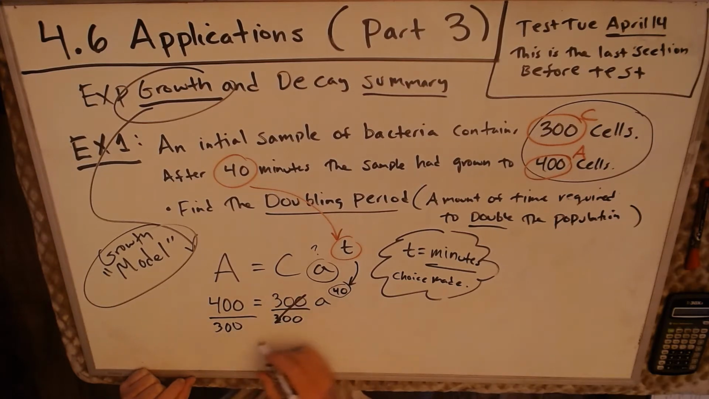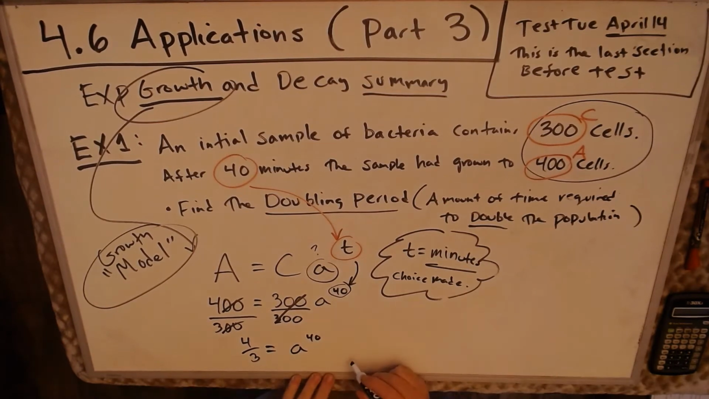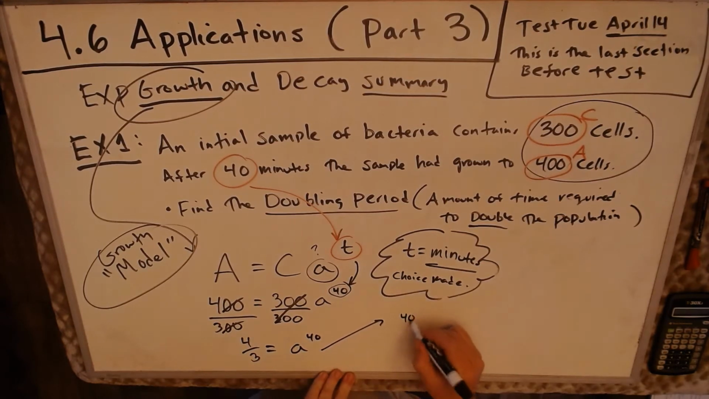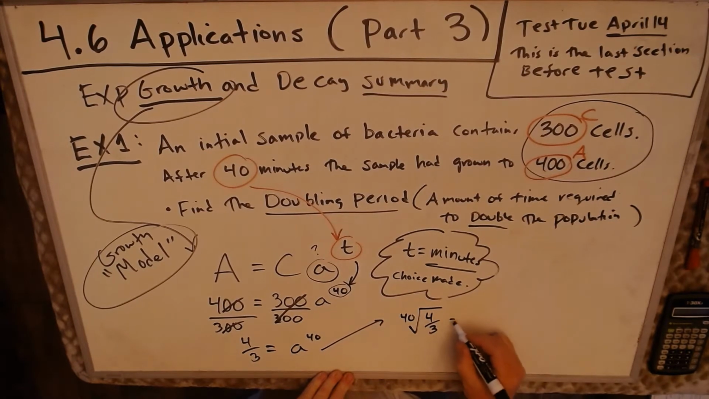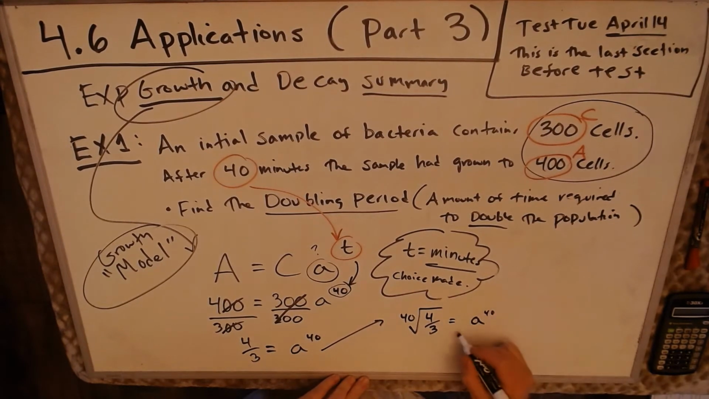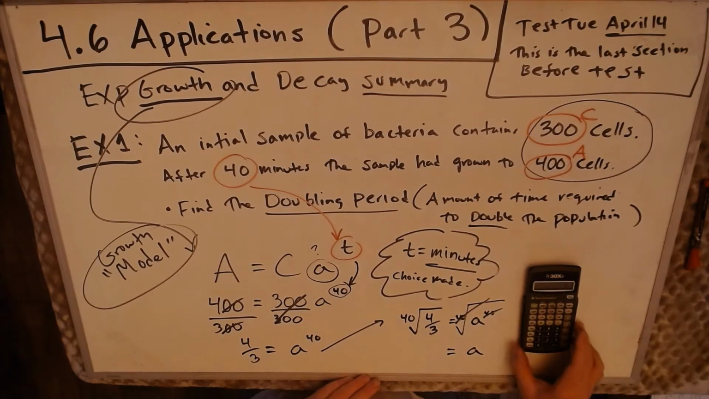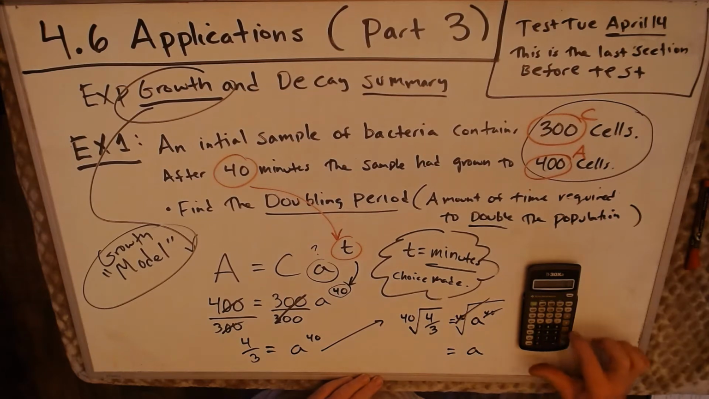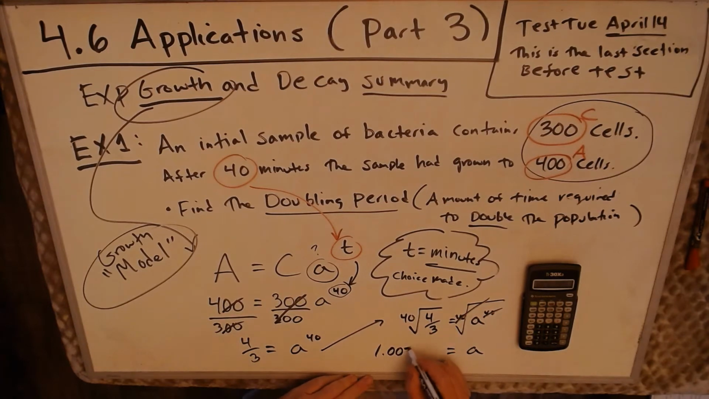Divide both sides by 300. And we get 4/3 is A to the 40th. Or in other words, the 40th root of 4/3 is equal to A. Here, let me do it. I'll do the whole thing out. Those are going to cancel, and you're going to get A. I'm not sure how well you can see this, but I'll do my best to illustrate. So that's the 40th root of 4/3, which is 1.0072977. There's our A.